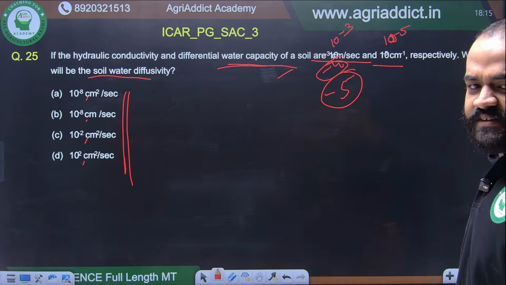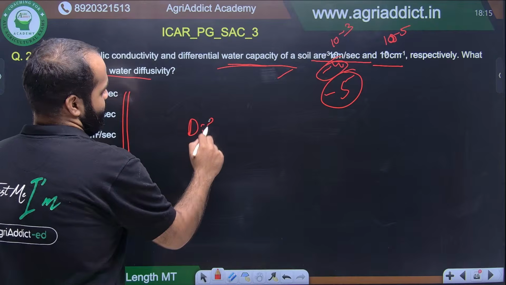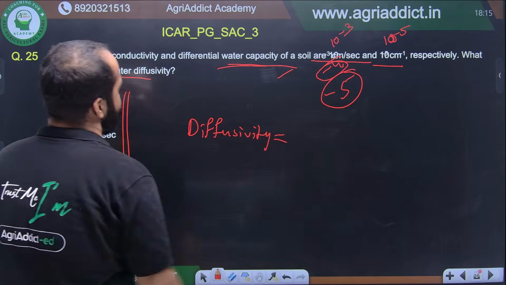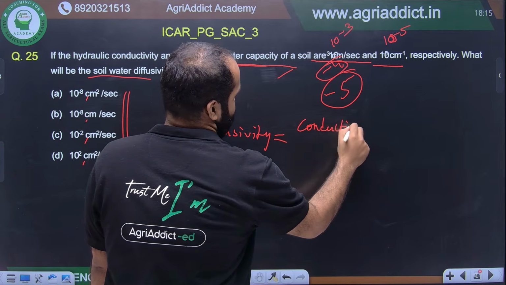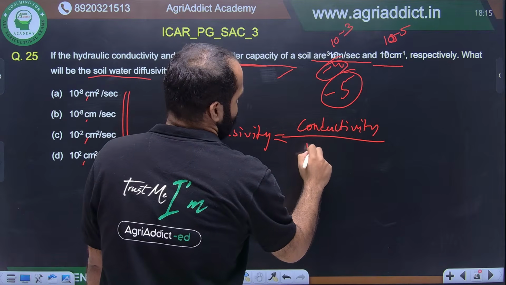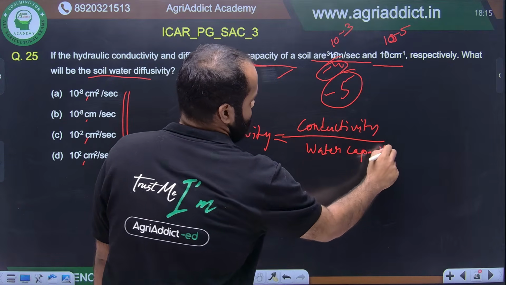What is the formula of this? I think you guys know, right? Diffusivity का क्या formula है? Diffusivity means conductivity divided by water capacity. Right?